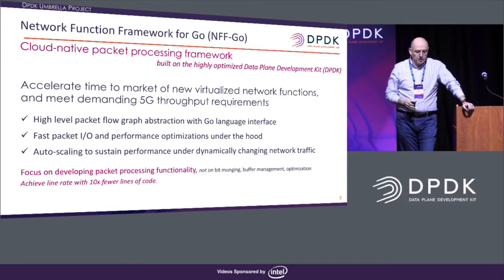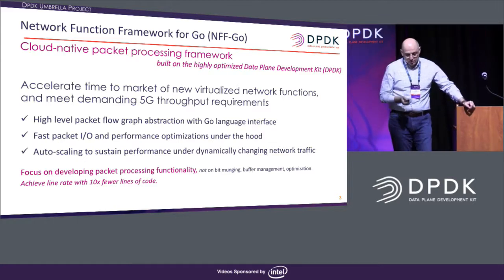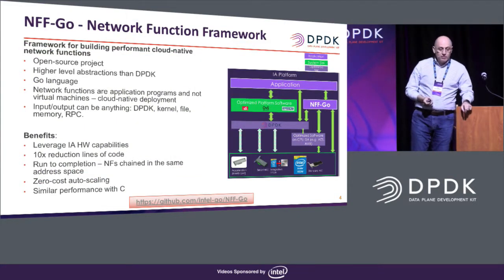Due to usage of DPDK, it provides very fast packet input-output and optimizations under the hood. And we have a built-in auto-scheduler, which automatically scales the network function to sustain changing throughput requirements. This allows programmers to focus on developing the packet processing functionality, not everything around it, and brings a 10x improvement in terms of lines of code. So this is the high-level picture.